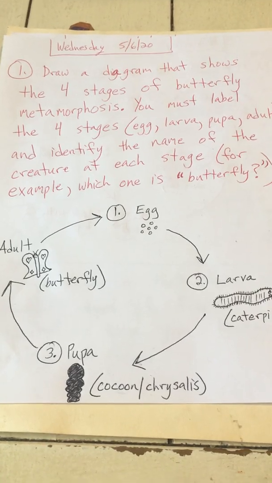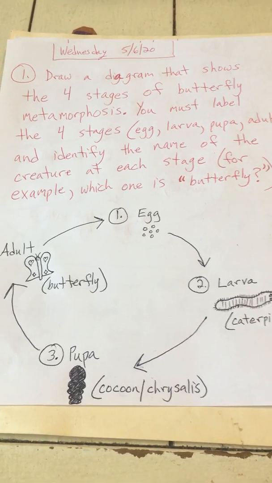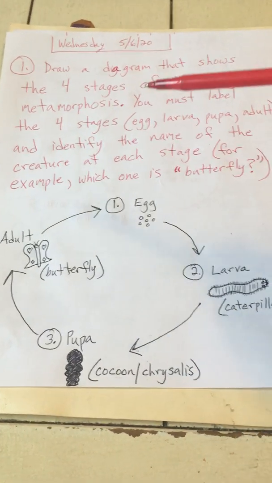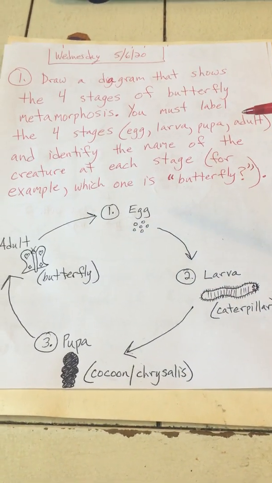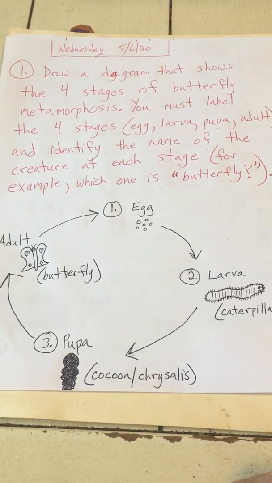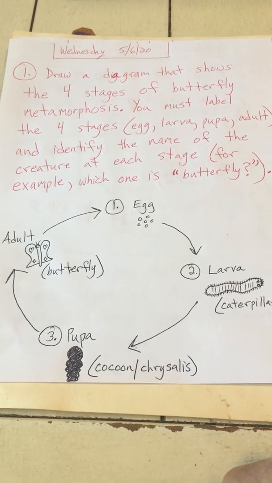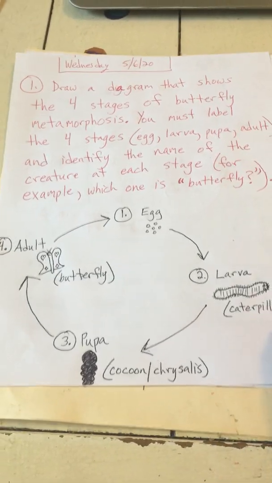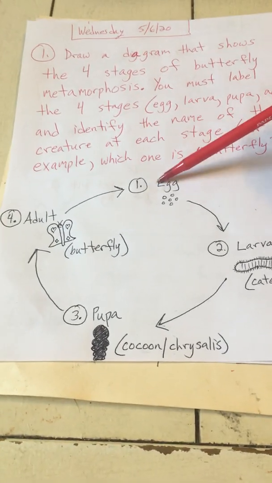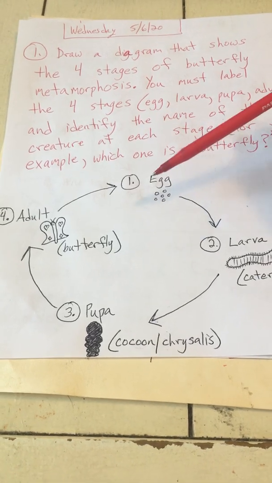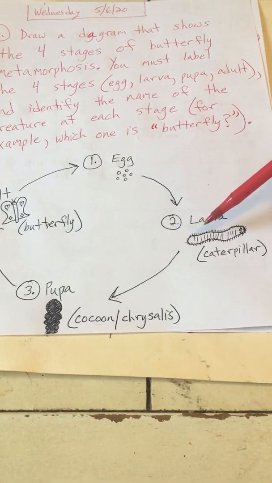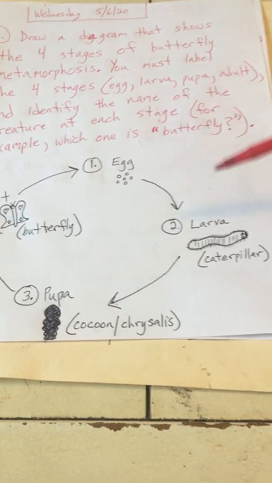It said, draw a diagram that shows the 4 stages of butterfly metamorphosis. You must label the 4 stages: egg, larva, pupa, and adult, and identify the name of the creature at each stage. For example, which one is butterfly? Okay, so here is the diagram that I drew. Starts with egg. That's the first of the 4 stages. Drew some eggs here. And then those hatch into the second stage, which is the larva stage.